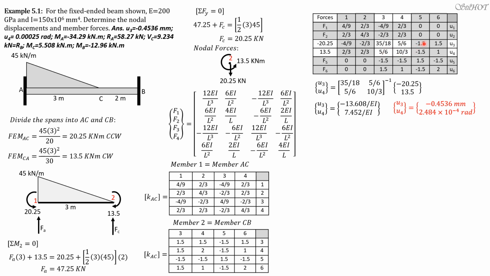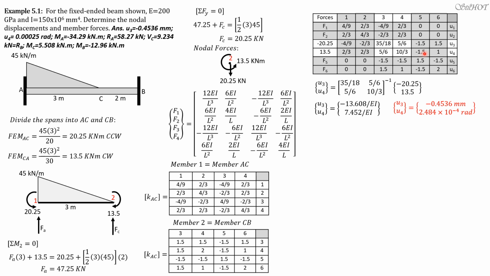Then this is 3,5. 3,5, there's only one cell. 3,5 is negative 1.5. And 3,6 is also 1.5. So that's why in this column, we have negative 1.5 and 1.5. Next, this is 4,4. 4,4 is common to 2. So 4/3 and 2. 4/3 plus 2 is equal to 10/3. So that's why it's 10/3 there.